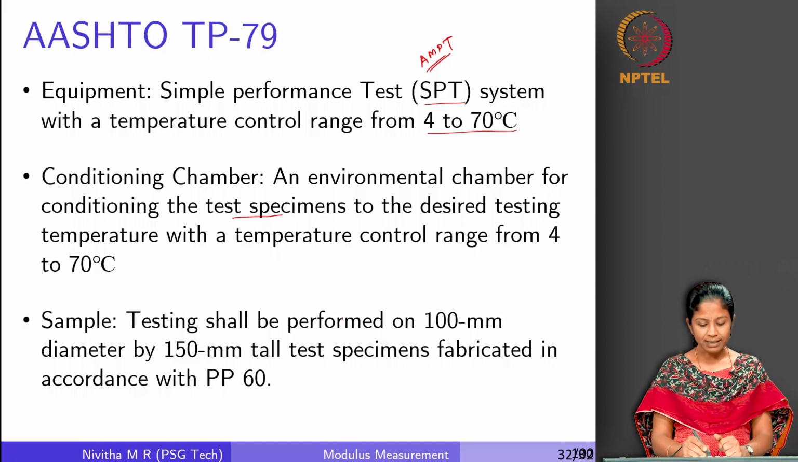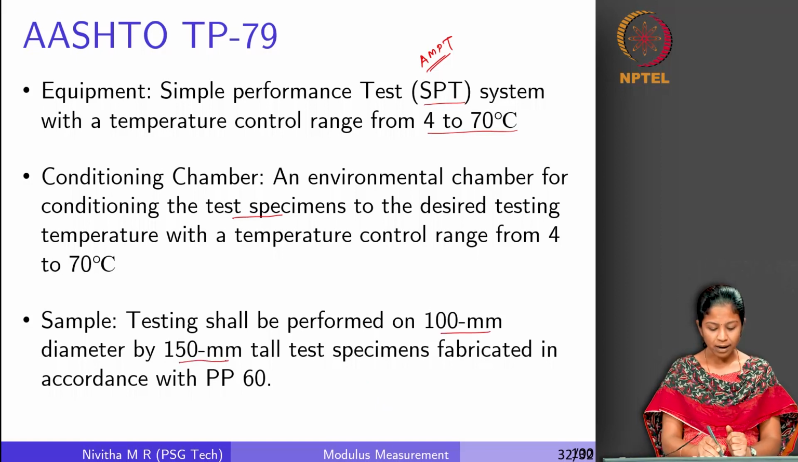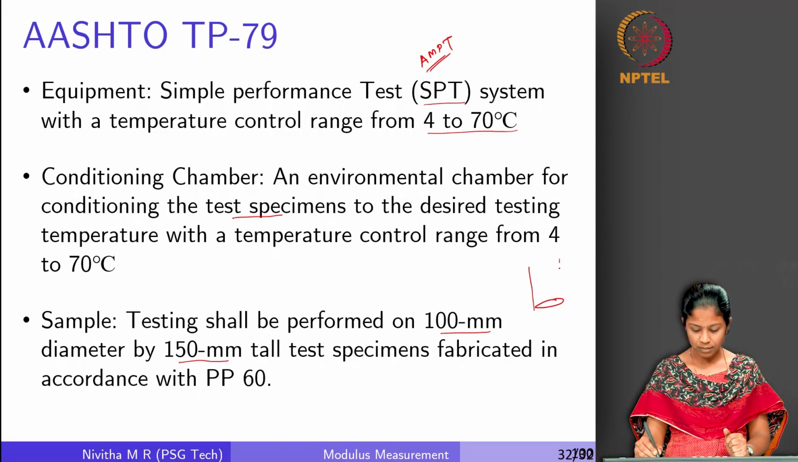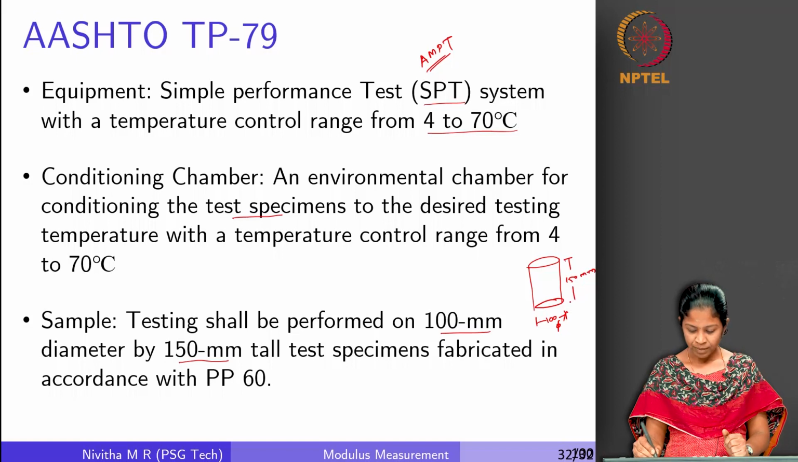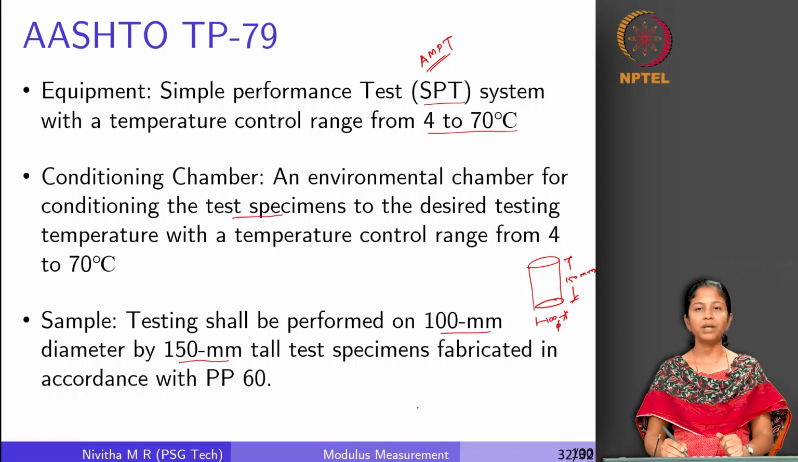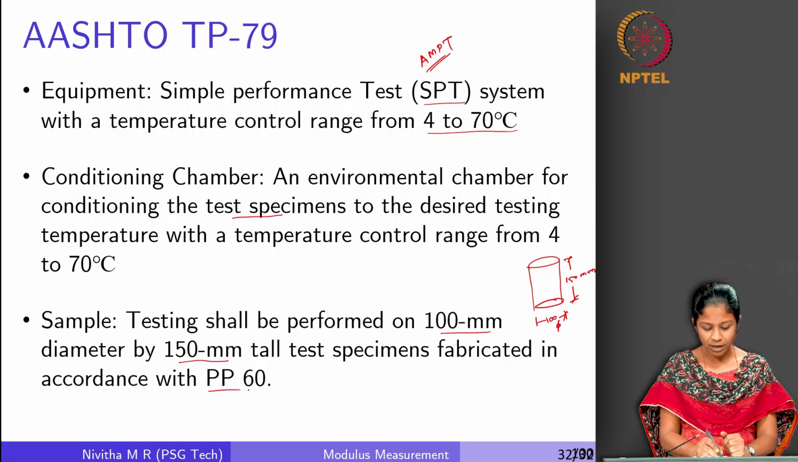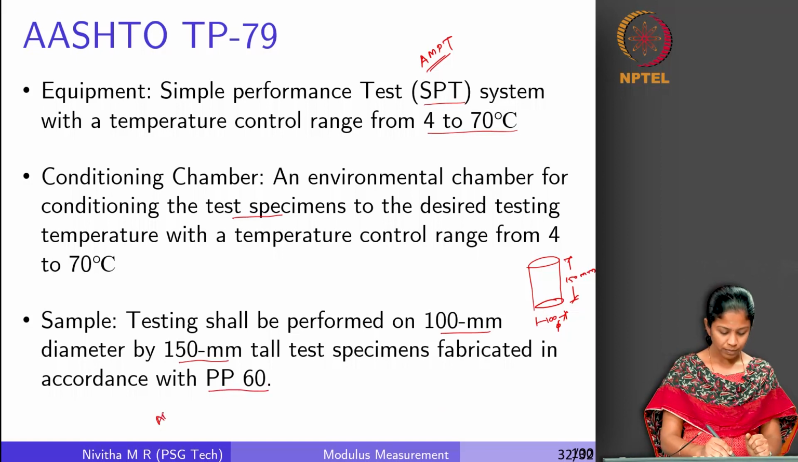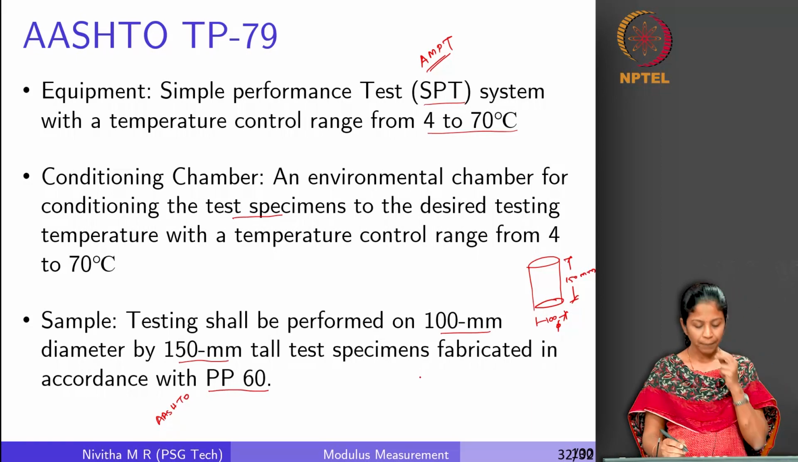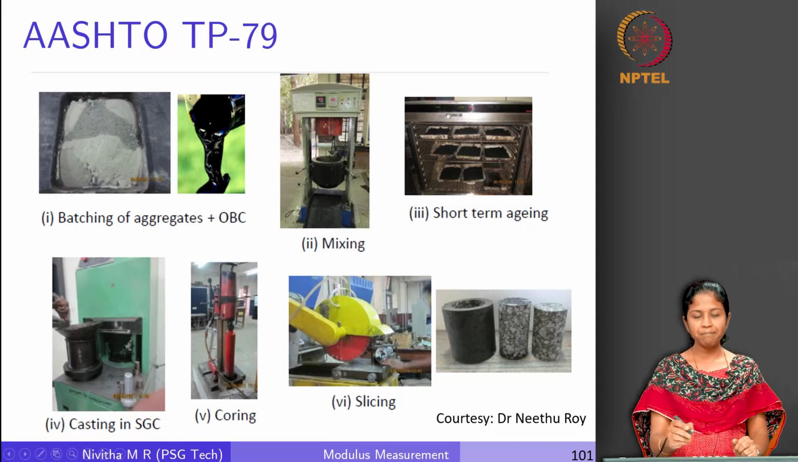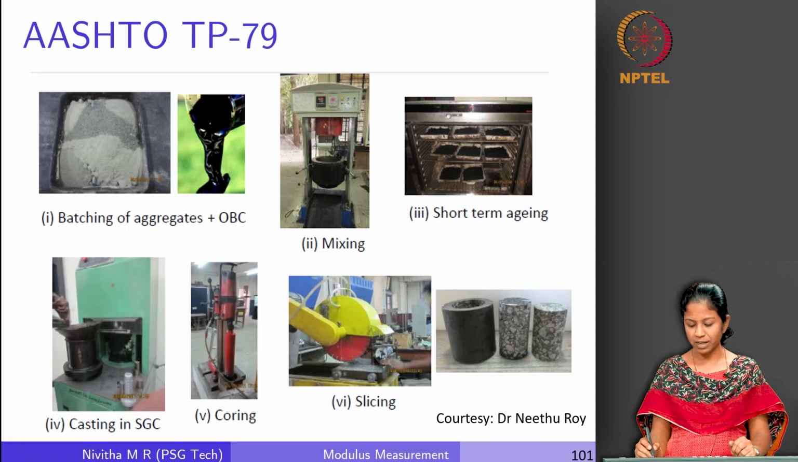And what is a sample? The test is performed on 100 mm diameter by 100 mm tall cylindrical specimens. This is the standard size of the specimen that we will be using for dynamic modulus measurement for bituminous mixtures. This specimen should be fabricated in accordance with the AASHTO PP60 standard.